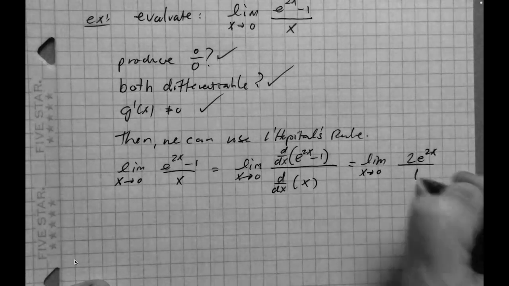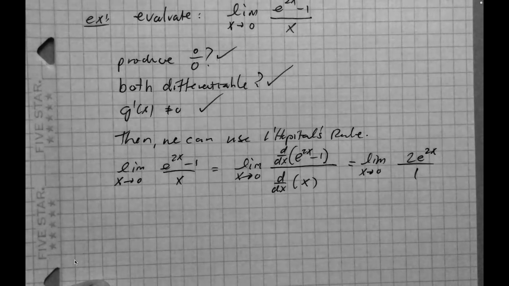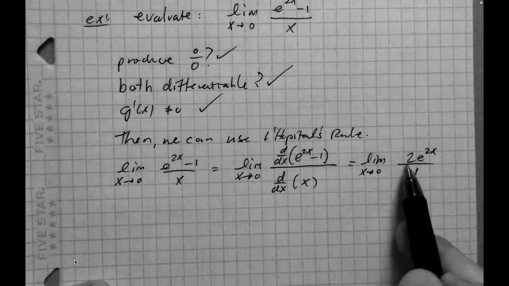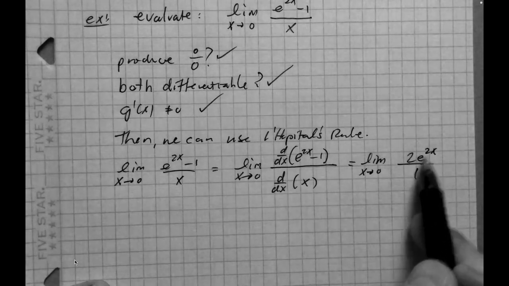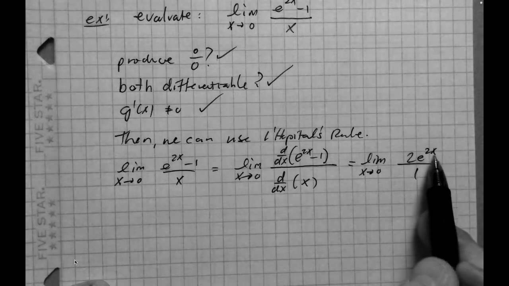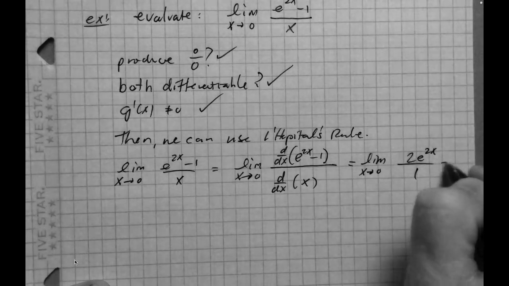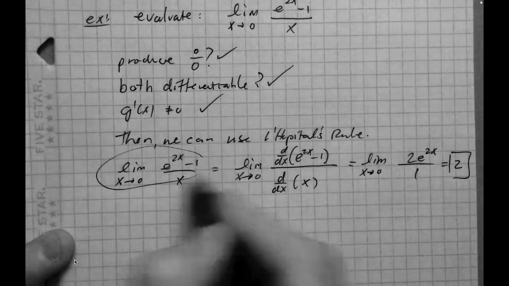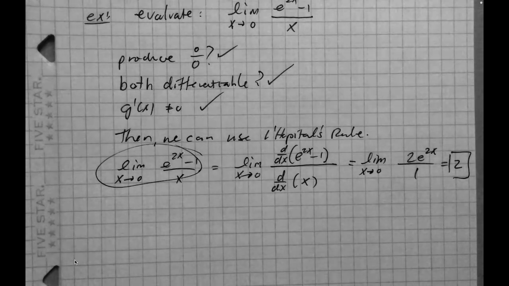And then down here we just have a 1. Okay, and so we can see clearly that this e to the 2x is going to go to basically 1, right? And so this whole thing will be equal to 2. And so this means that the initial limit that we were given is equal to 2 as well, right? That's sort of L'Hopital's big theorem there.